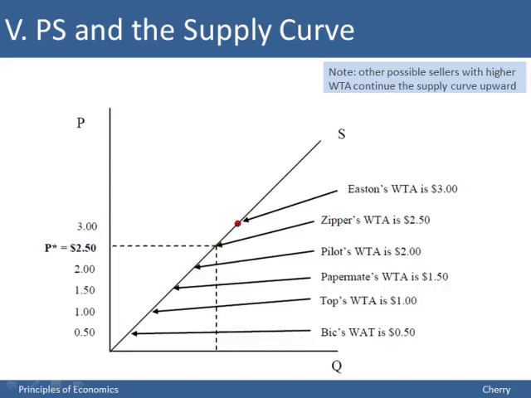Every point along that supply curve represents a producer. And again, just as before, we're only looking at 6 producers, but you could add 6 more, 12 more, 50 or 100 producers, and you would fill in the points between the ones that we're going to be looking at.